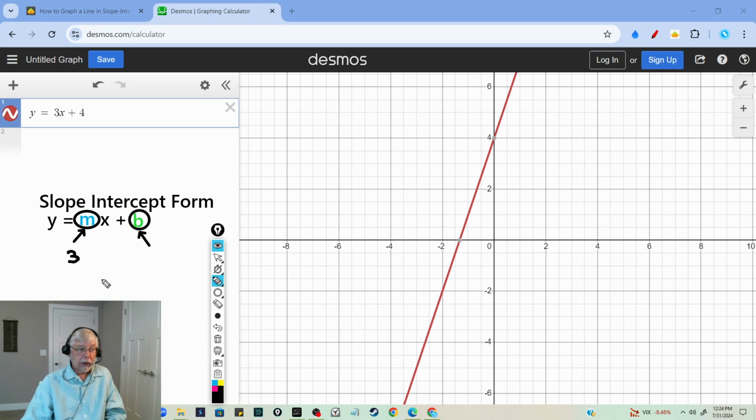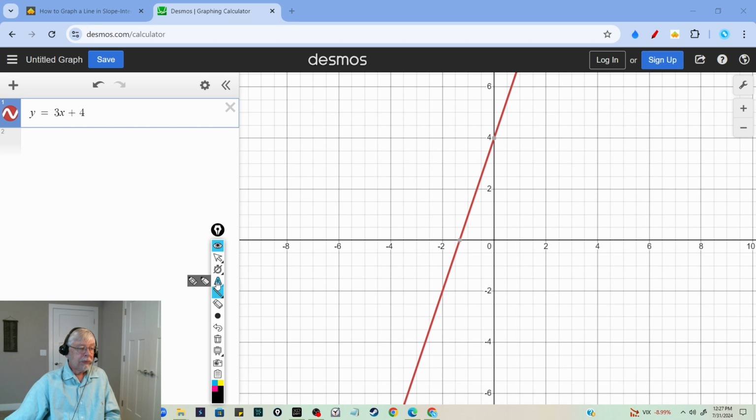And my y-intercept, that's the b value. See, the slope was 3. Slope is always the number in front of the x. And the y-intercept is the number that you're going to add or subtract. And so we're adding 4, positive 4. What the y-intercept means, remember, is where it crosses the y-axis. So the line crosses the y-axis at 4, right there. So we have that.